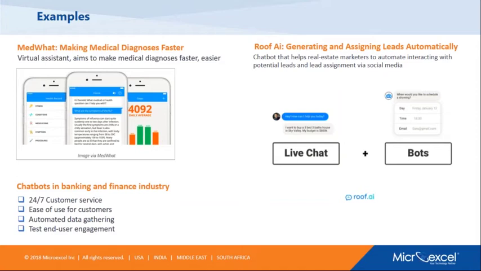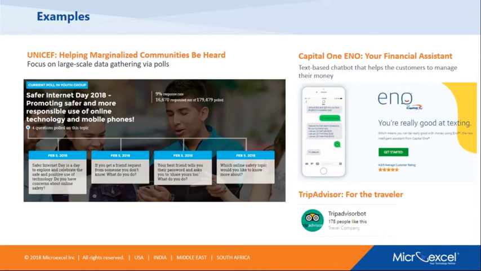Similarly, there is one more bot, Roof AI. It helps real estate marketers automate interactions with potential leads and share significant information through social media. It identifies leads through Facebook, then responds in a friendly and helpful manner to the users who are looking for it. It allows real estate agents to respond to user queries immediately, regardless of whether a customer service representative or sales agent is available to help or not.